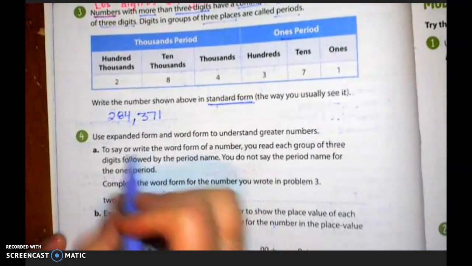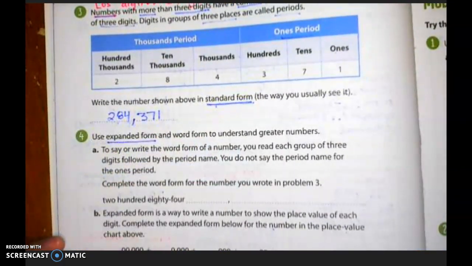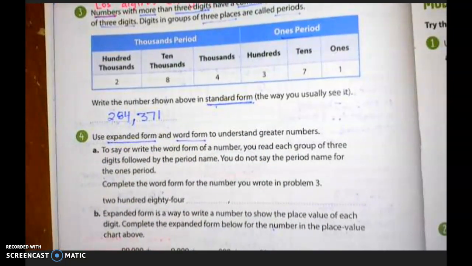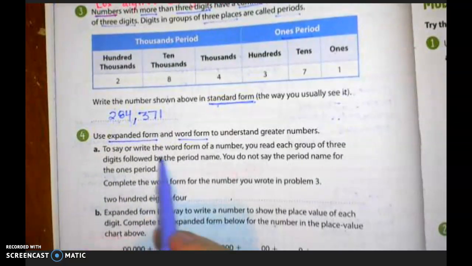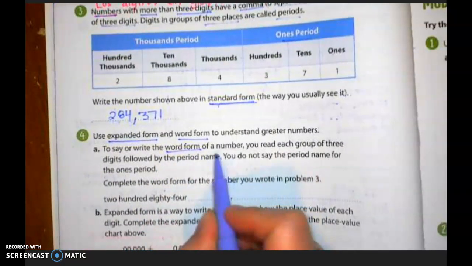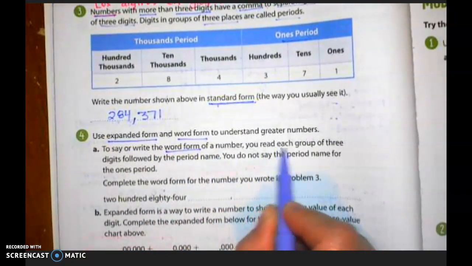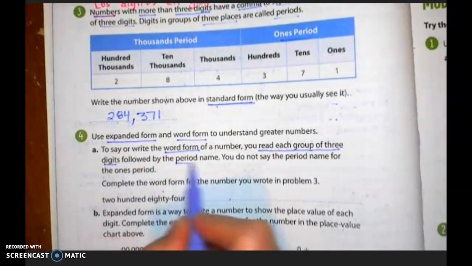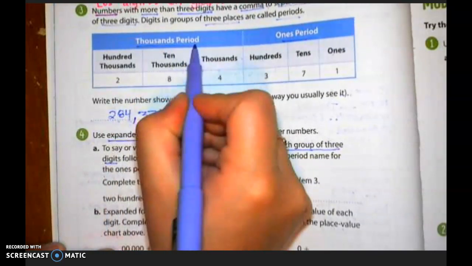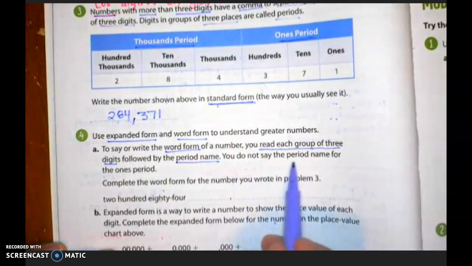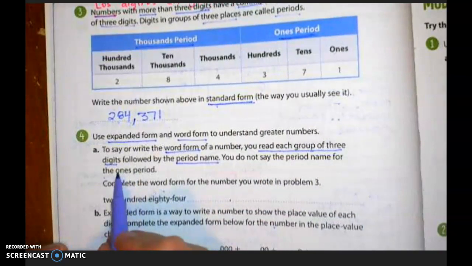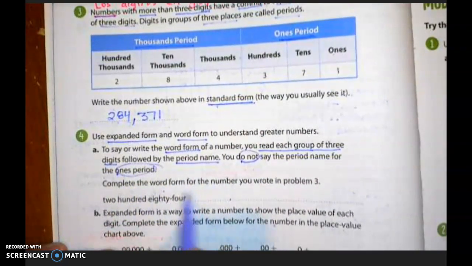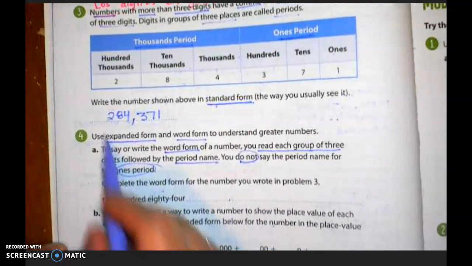Dice, use expanded form and word form to understand greater numbers. Okay? So aquí dice, to say or write the word form of a number, you read each group of 3. So you read each group of 3 digits followed by the period name. So, ¿verdad? Esto es the period name. Esto es the period name. You do not say the period name for the ones period. So you do not say, ¿verdad? For the ones period. Complete the word form for the number you wrote in problem 3.